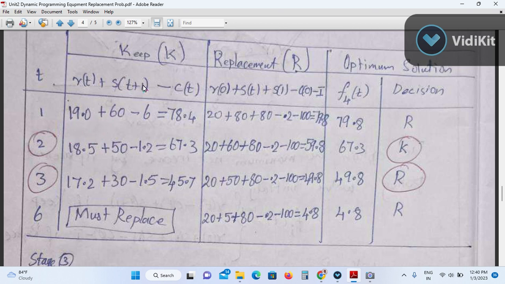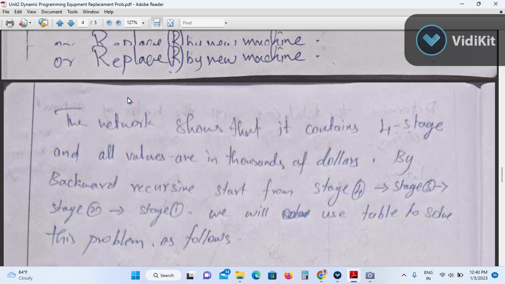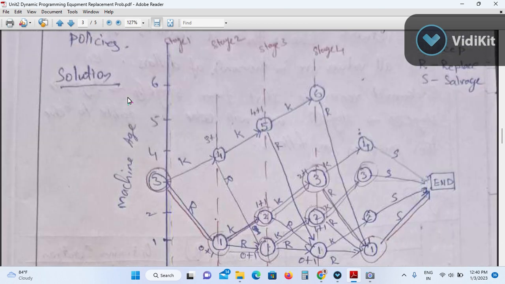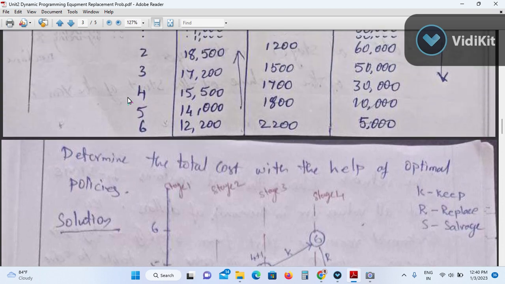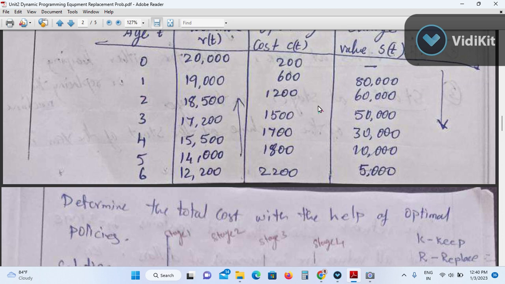And for S of t plus 1, put t equal to 1, that is S of 2. S of 2, from the structure, here, this is the S of 2. So S of 2 is $60,000. So shortly put it 60, right?